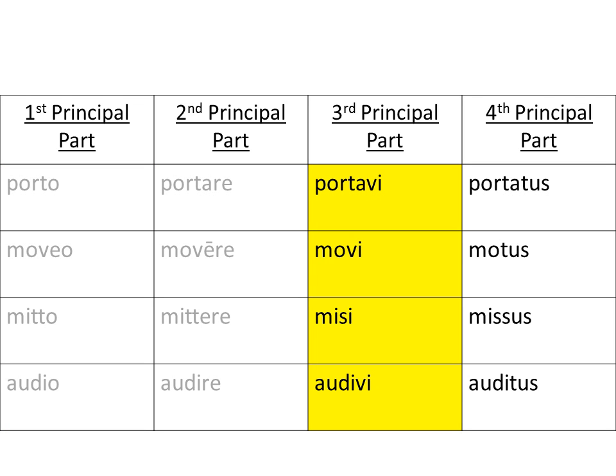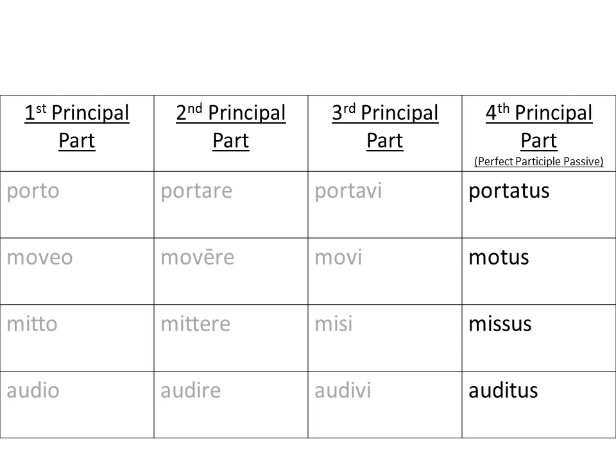The third column, the third principal part, that's going to be our perfect active system. So we know, based on Latin 1, that if we take the I off of any third principal part, we can then make the perfect tense, the pluperfect tense, or the future perfect tense for that verb by adding various endings. Well, all of those are active. The perfect active, the pluperfect active, and the future perfect active. So for our purposes in this chapter, we're going to ignore the third principal part, and we're going to move on to the fourth principal part, which is called the perfect participle passive. The key word there, passive. This is how we're going to make the passive forms in the perfect family.